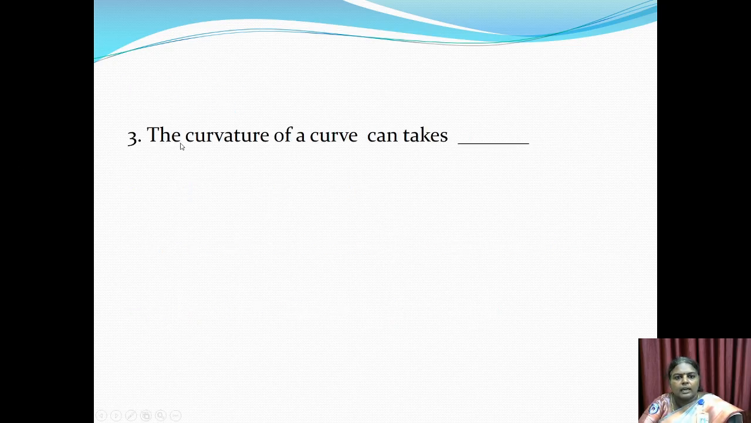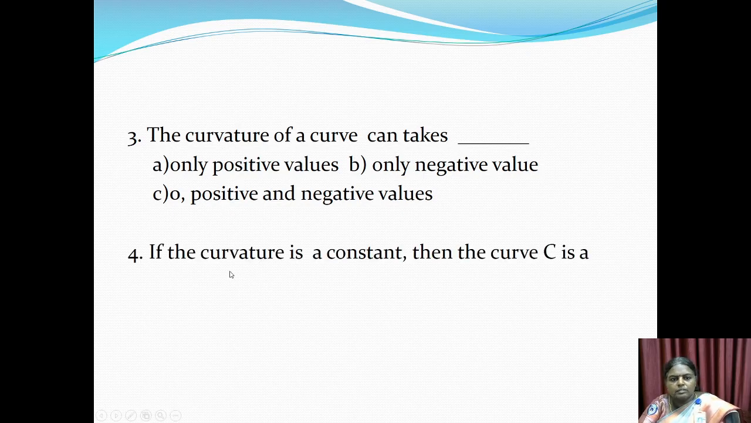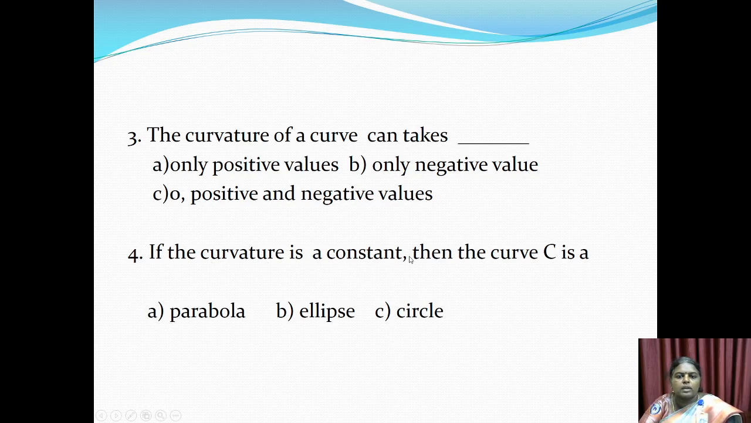Can the curvature of a curve take only positive values, or only negative values, or any value: 0, positive and negative? The curvature of a curve can be negative also, and the sign depends upon the direction in which the curve bends. So the curvature may be 0 for a straight line, as we have seen, and it can also take positive and negative values. And the fourth question: if the curvature is a constant, then the curve C is... Let us reframe this question. Can the curvature be constant? In other words, I am asking, is the curvature the same for all the points of the curve? Please think of this question, and let us see the answer in the next lecture.